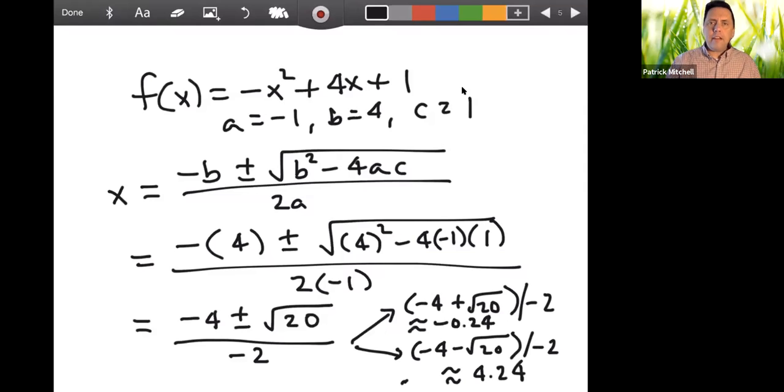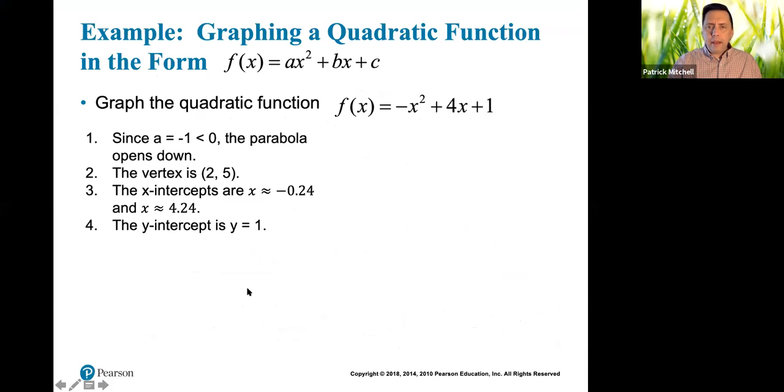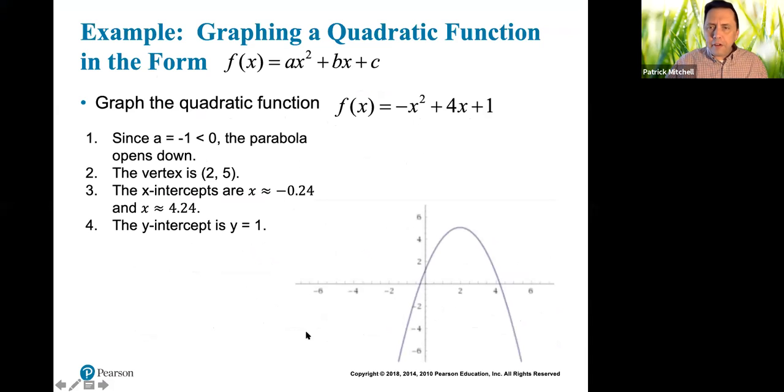All right, so now I think we're ready to go back to the presentation. And you put all that together in your graph, and this is what you end up with. There's the vertex at 2, 5. Here is the y-intercept at 0, 1. There's the negative 0.24. There's the 4.24.